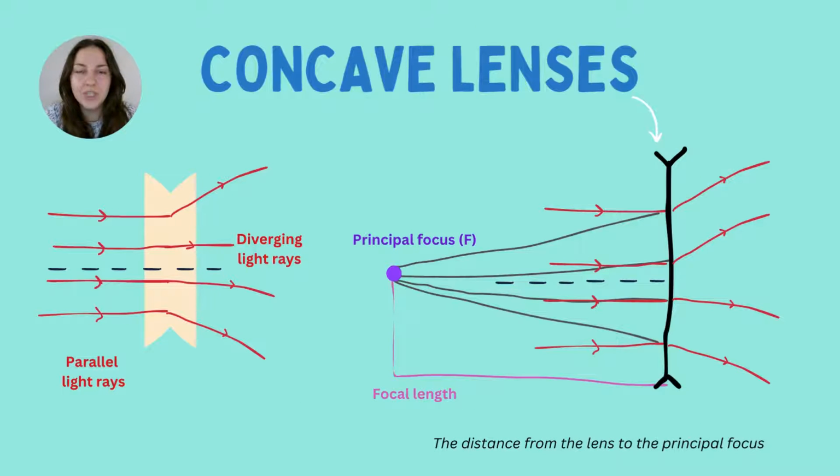So here's the other type of lens. We have a concave lens, which, as we know, is curved inwards. And this causes the light rays to diverge, so they actually spread apart, unlike in a convex lens, which causes the convergence of light, so they actually go to a physical focal point.